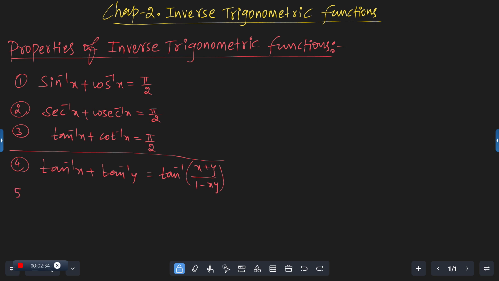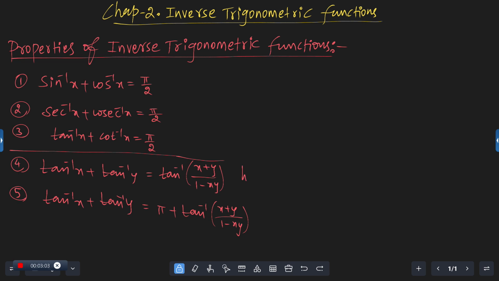And the next, the fifth one: tan inverse x plus tan inverse y equals pi plus tan inverse of x plus y, whole divided by 1 minus xy. Sir, the question in 4 and 5 is the same, but you have written a different answer. Have you noticed this? When do you use the fourth one and when do you use the fifth one, you may have a doubt.